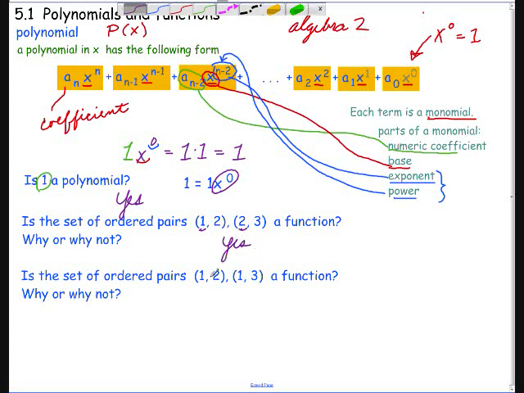This is a function. However, look down here. In this case, we have 1 twice, don't we? And in one of its occurrences, the y is 2, and in the other, it's 3. So this one is no. For each x, there can only be one value of y, and this one has 2 values of y.